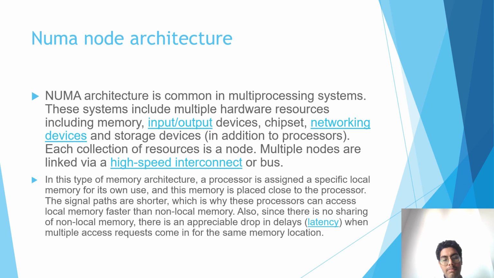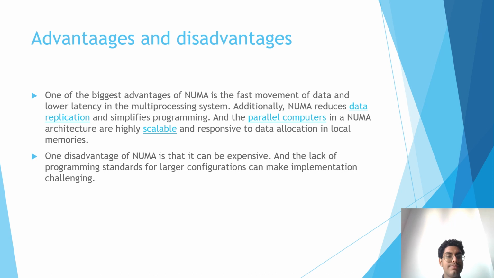In this type of memory architecture, a processor is assigned a specific local memory for its own use, and this memory is placed close to the processor. The signal paths are shorter, which is why these processors can access local memory faster than non-local memory. Also, since there is no sharing of non-local memory, there's an appreciable drop in delays and latency when multiple access requests come for the same memory allocation, right?